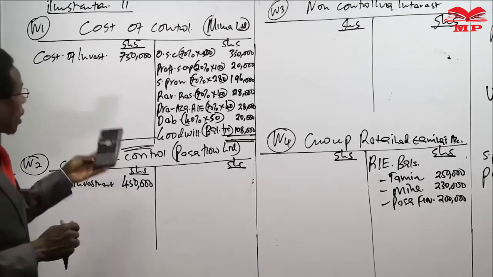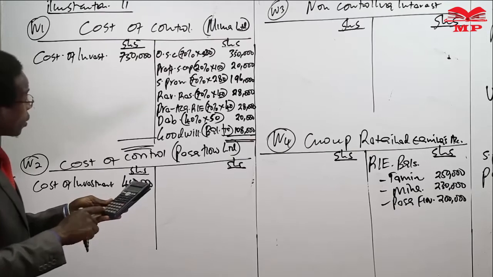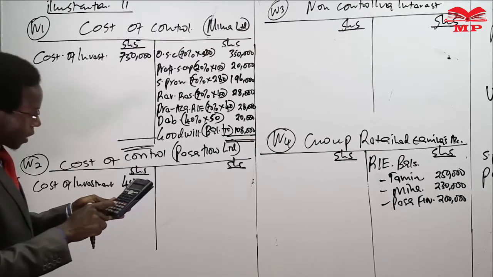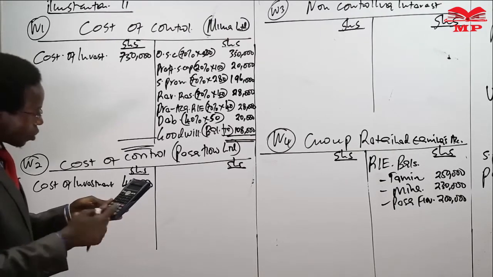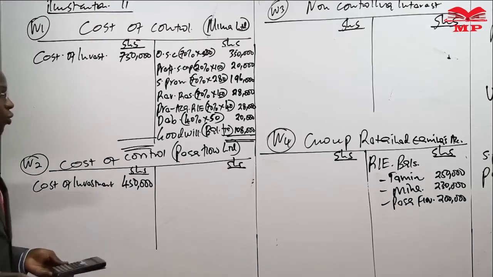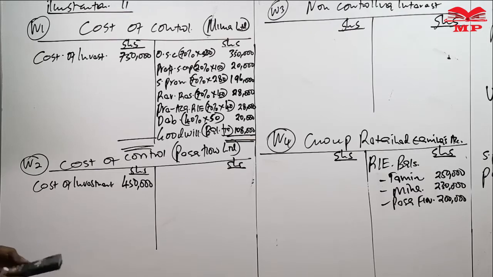That's perfect. You can further confirm on that because you can say 350 plus the 20 plus the 196 plus the 28 plus another 28 plus the 20 plus the 108. So we are good to go. Our goodwill is 108. Let's see the goodwill for Pesaflow Limited.